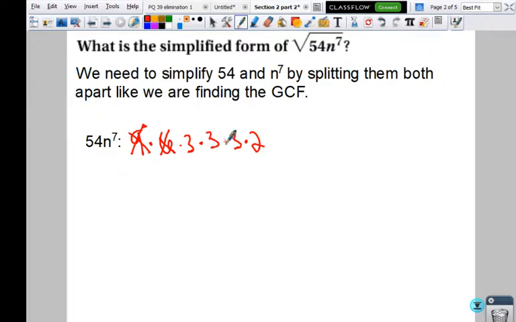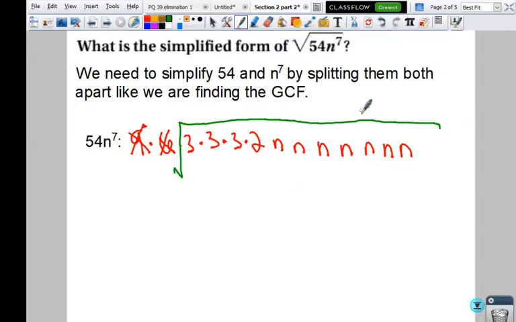So we split up 54 just like we did in our warm-up, just like you guys have done for a couple of days now. But I still have n to the 7th, right? How many n's is that? 7. So I can write down 1, 2, 3, 4, 5, 6, 7. So I have 7 n's. We have to go through and simplify them in pairs. I'm going to make it a little easy because I don't really want to write that much down again. So I'm just going to rewrite my square root right here and make it really big.